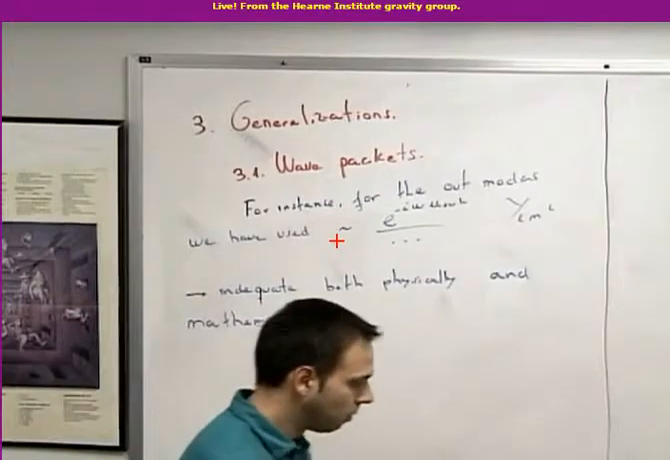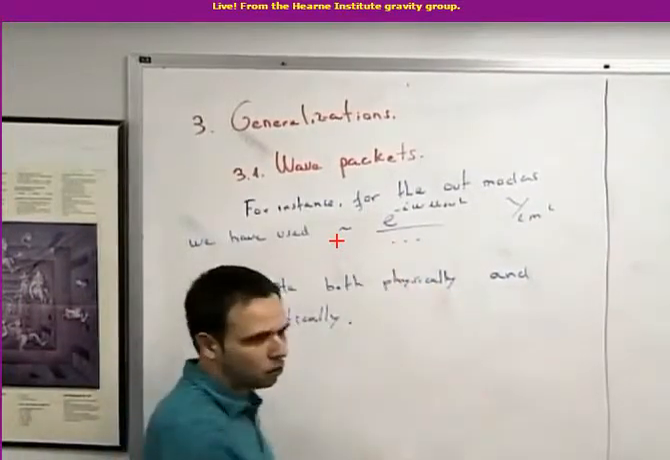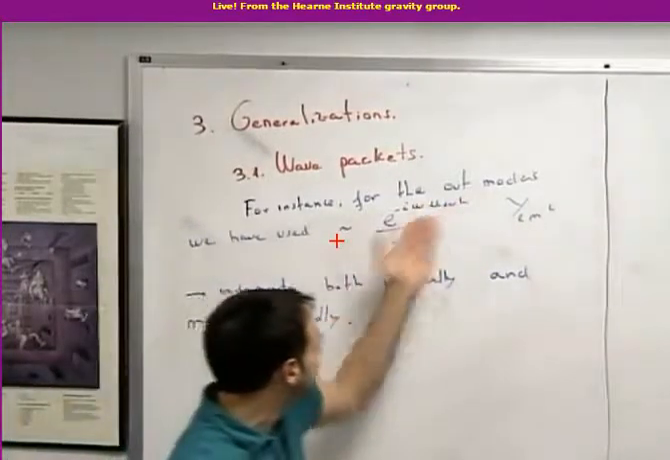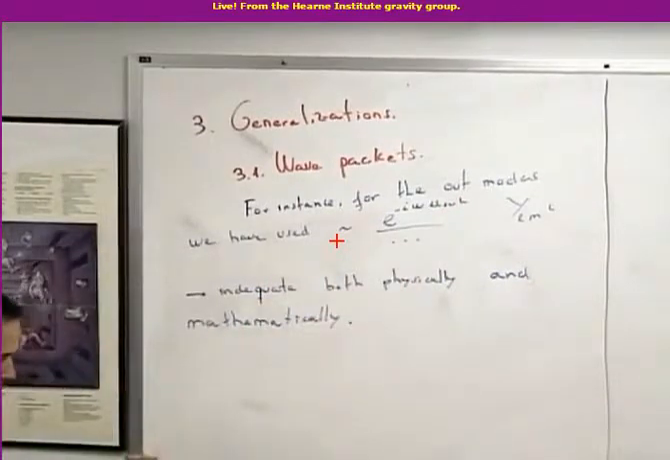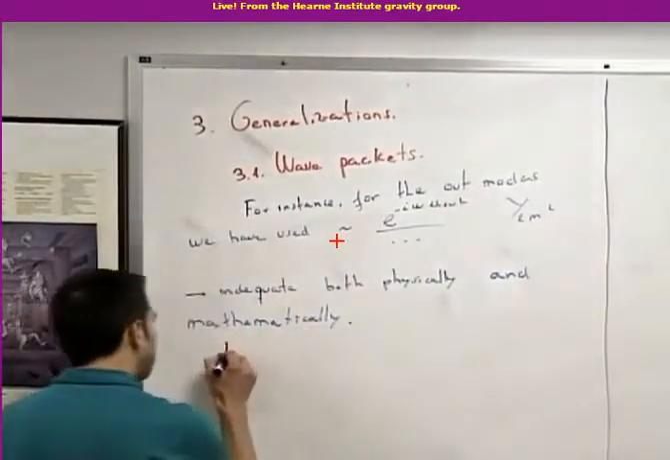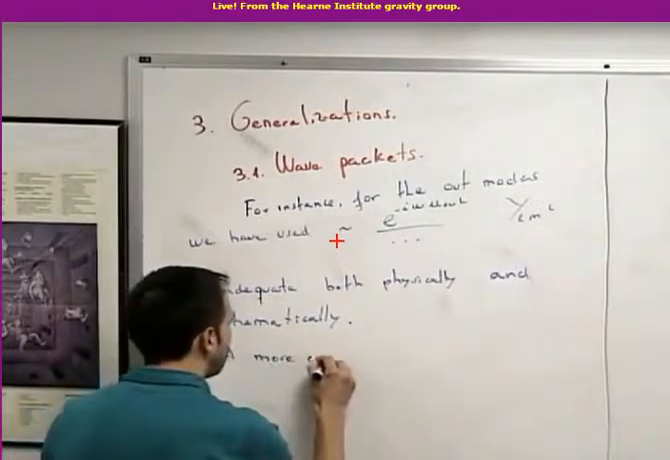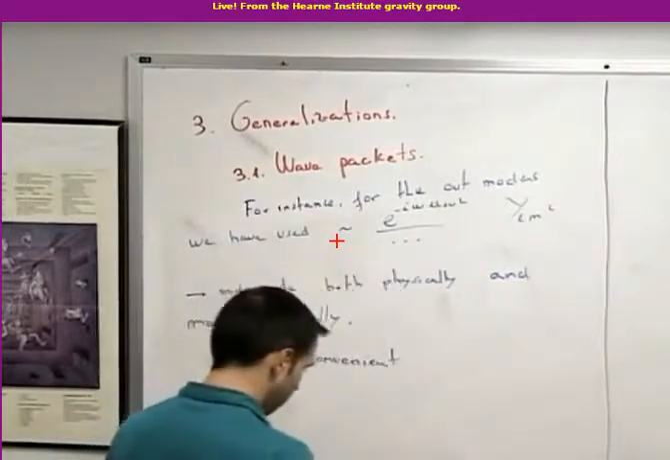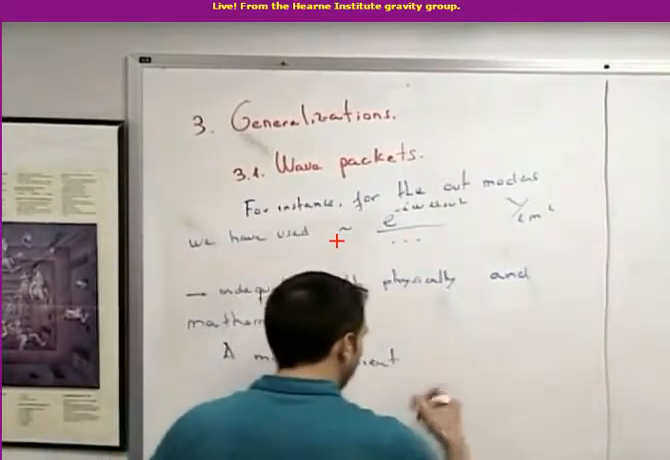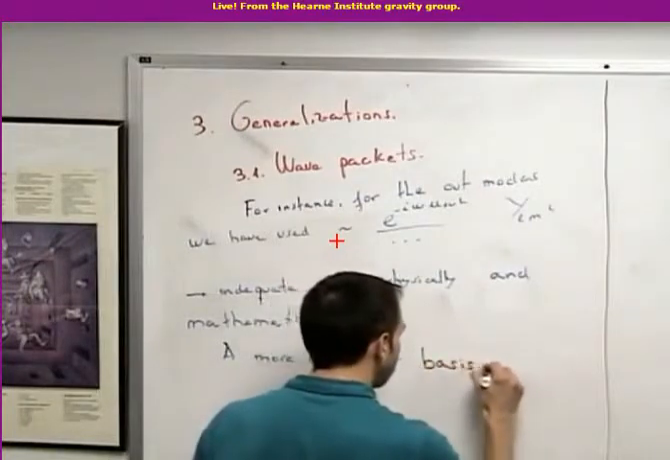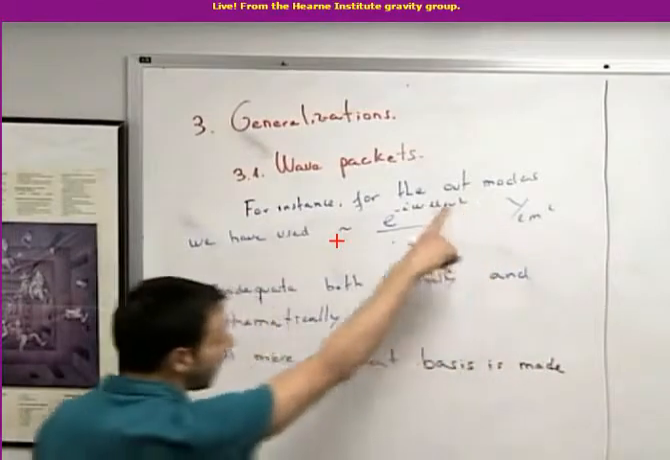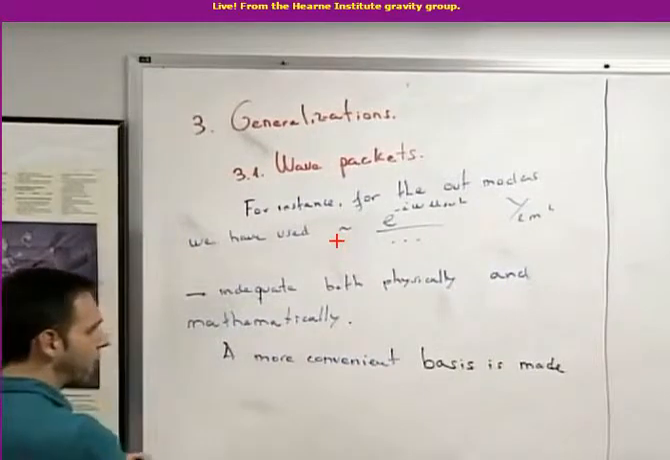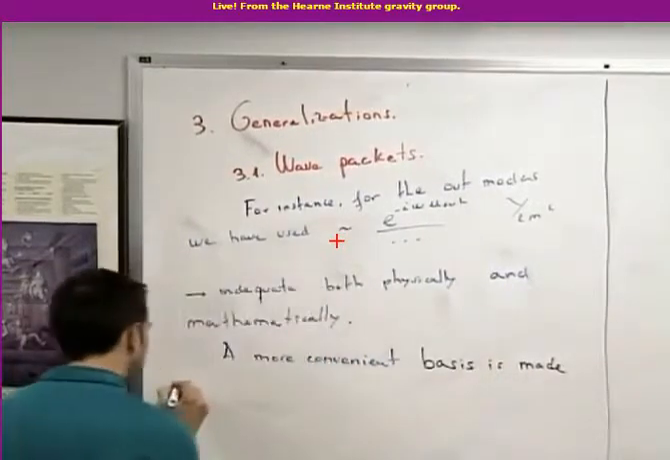And so, the argument was that we use it because it's very easy to manipulate, but in order to make it rigorous, what we have to do is to replace this basis by a basis made of wave packets. A more convenient basis is made the same for the out and for the in basis. I am just focusing on one of them, but the same analysis repeats for the three of them. A more convenient basis is made of wave packets.